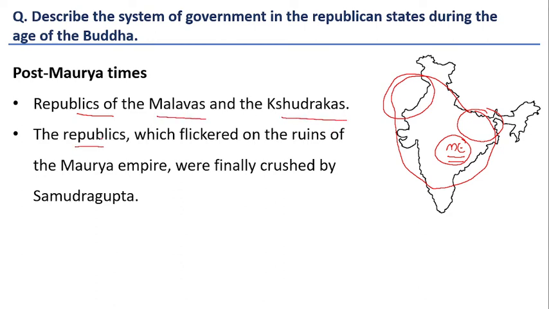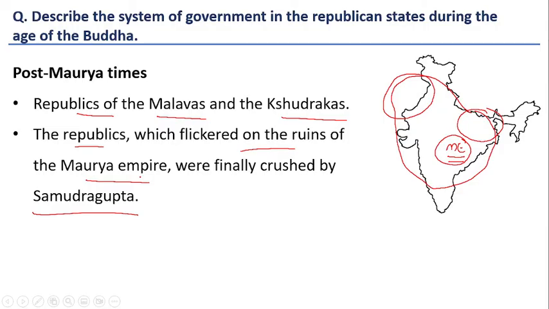These republics were completely uprooted by the Gupta ruler, particularly Samudragupta. Harisena's eulogy of Samudragupta in the Allahabad inscription says that the republics which flickered on the ruins of the Mauryan Empire were finally crushed by Samudragupta. So till the time of the Guptas, some kind of republics existed in the northern Gangetic plains and Indus plains. So this is about various republic systems and the type of government compared with monarchy.